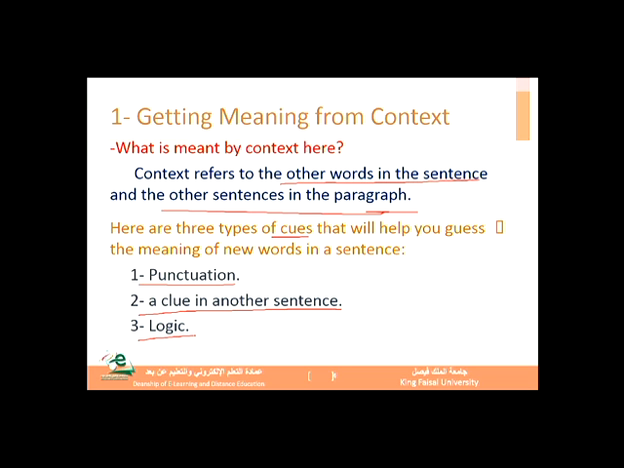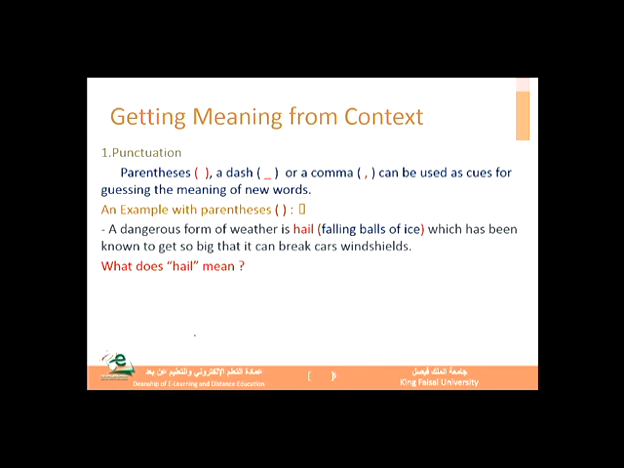So let's go one by one. So number 1, we have punctuation. How does punctuation tell us the meaning of new words? Well, first of all, let's look at some types of punctuation.